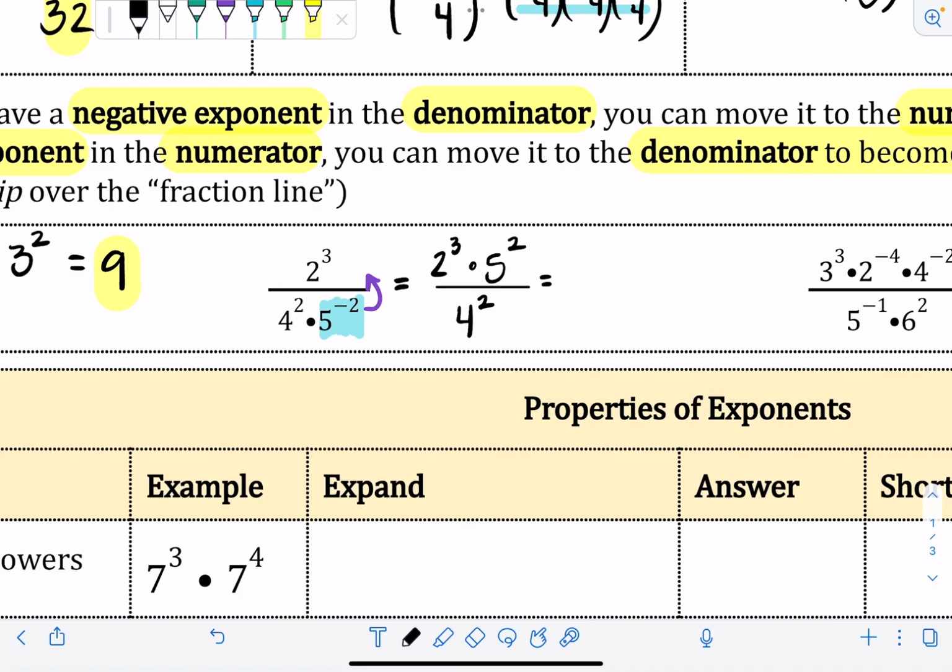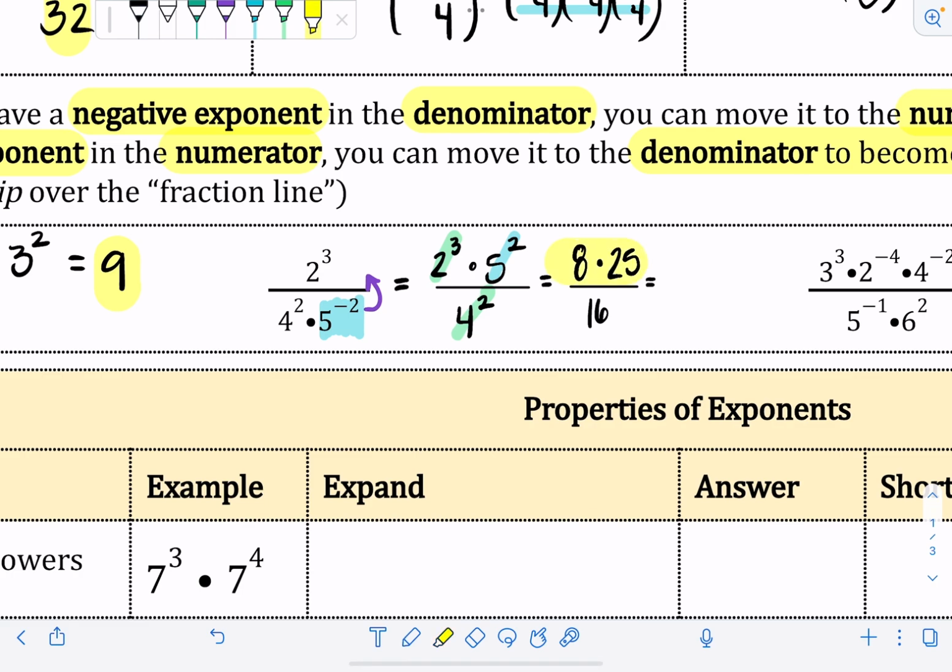So we'll do our exponents first. So first I'm going to do 2 to the third power, which means 2 times 2 times 2, 3 2's multiplied together, which is 8. And then next I have 5 to the second power, which means 5 times 5, which is 25. And then down here I have 4 squared, which is 4 times 4, so 16. And then I just want to keep simplifying and work on reducing if I can. So in the numerator I have 8 times 25, which is 200.